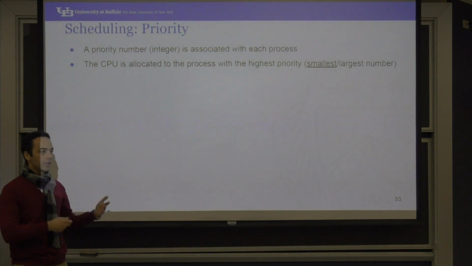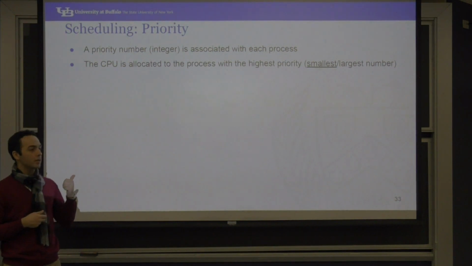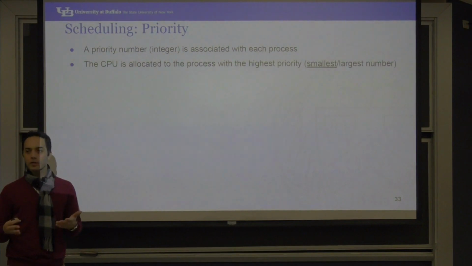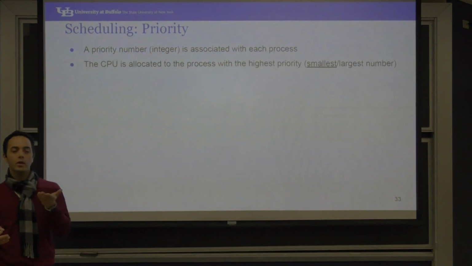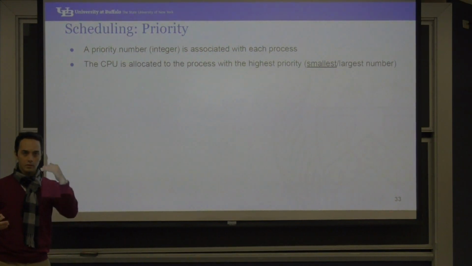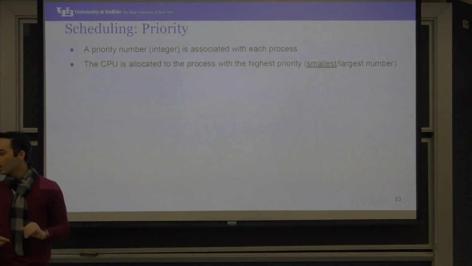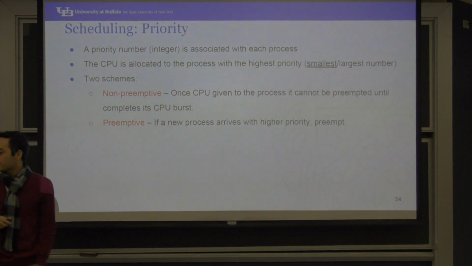Again, in the lectures, we take priority 0 to be the highest priority. In your Pintos project, when you read the documentation, it tells you that 63 is the highest and 0 is the lowest, right? So this is something that is defined.